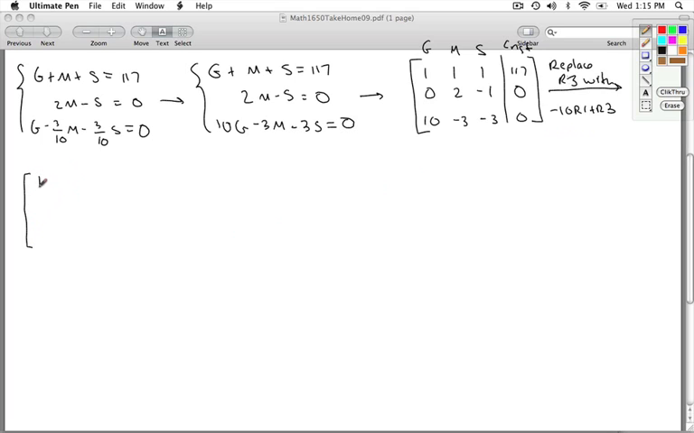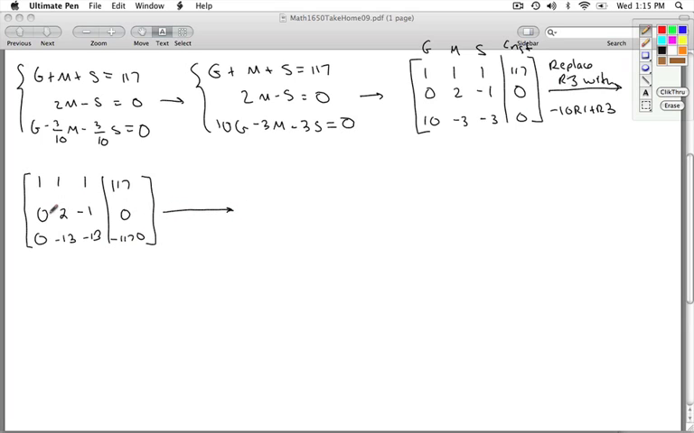I'm not replacing row 1, I'm going to keep it as is. I'm not replacing row 2, so I'm keeping it as is. For the new row 3, I take negative 10 times 1, add that to 10, and that gives me 0. Negative 10 times 1 plus negative 3 is negative 13. Negative 10 times 1177 plus 0 is negative 11770.